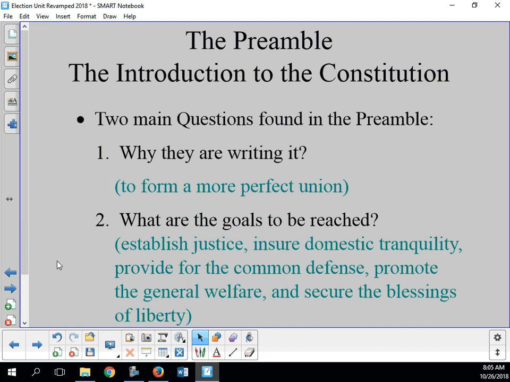This is, I believe, not in the notes. I didn't note the preamble, did I? Okay. To start off the Constitution, they wrote the preamble. And the preamble had two questions in it. These are the two, and then these are kind of the answer. So I'll let you type and then we'll talk about it.